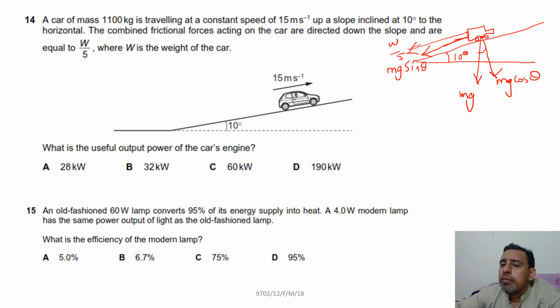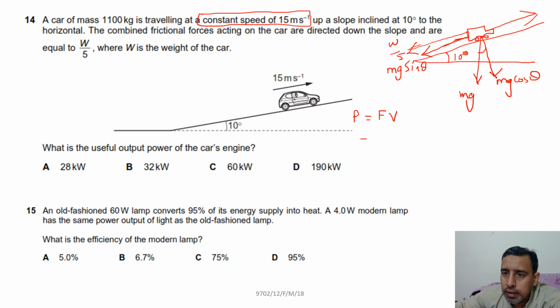So the sum of these two forces must be in the opposite direction to get the equilibrium, because the speed is constant with the same direction. So we know the relation P is equal to Fv, and this F is the sum of these two forces, that is W by 5 plus mg sine 10. This is the force multiplied with 15 meter per second.